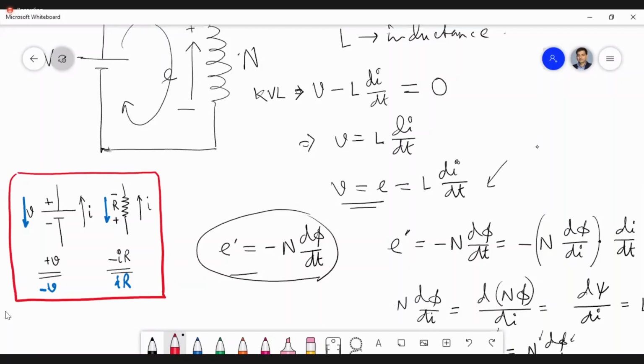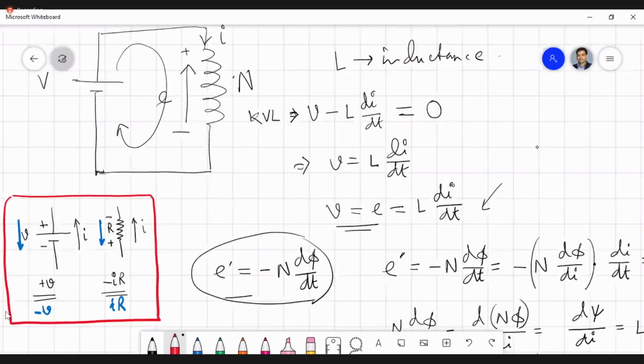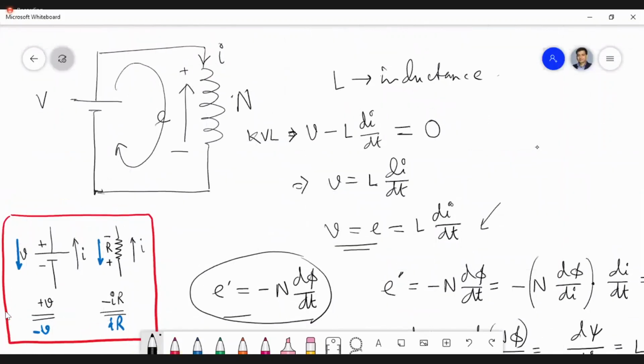Okay. Now, as per this convention, this equation of KVL I have written here. Now you see here, the voltage is gaining, so therefore I have written plus V, and the current is flowing from positive to negative potential in the inductor, in the coil rather. So therefore I am writing minus L di dt, or minus E, if this voltage is E.